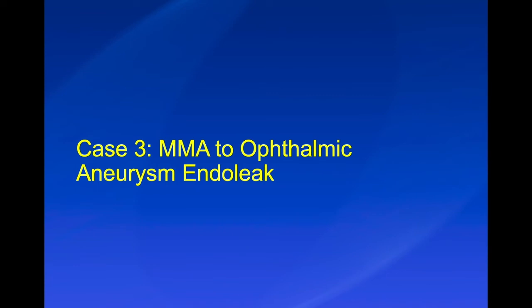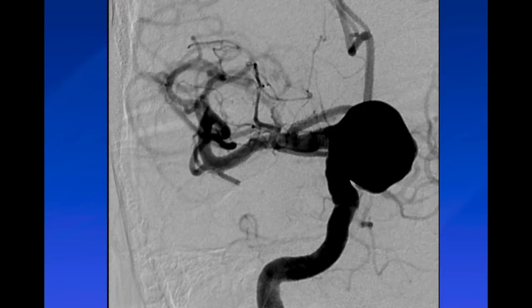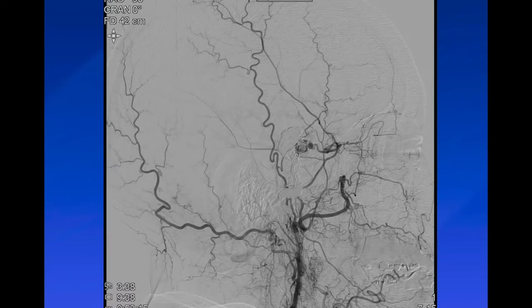Here's a case of a middle meningeal artery to ophthalmic aneurysm endoleak. So this is a patient that had a giant cavernous ICA aneurysm. And this was treated in the days before flow diversion. The aneurysm was coiled, and then the ICA was sacrificed as well.